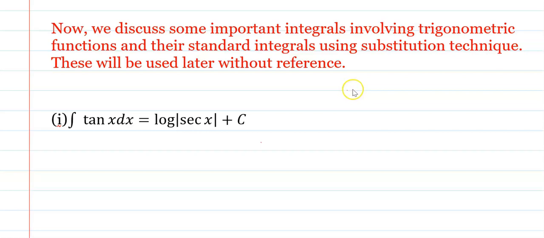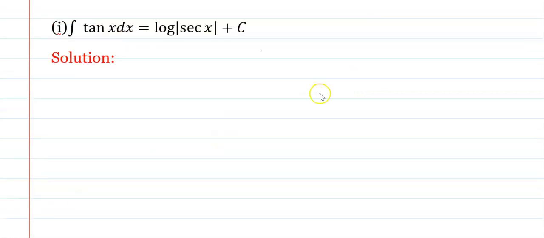For example, the integral of tan x. Okay, this is the first one. Now here we will find out the integral of tan x. We can't find it directly because we don't know whose derivative it is. Okay, we don't know a function whose derivative is tan x. Okay, which is the function whose derivative is tan x?